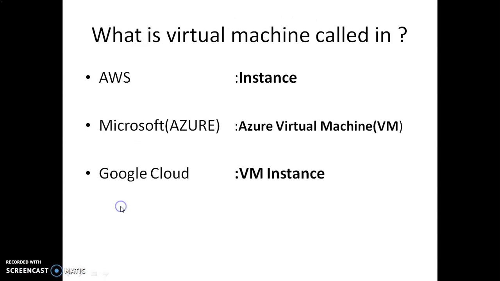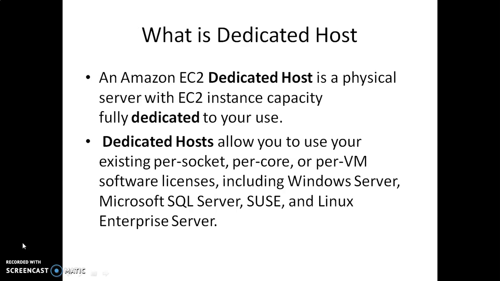All right. Before that, please try to understand what each service provider calls a virtual machine. Amazon calls it an instance. Microsoft Azure calls it Azure Virtual Machine, and Google Cloud calls it VM instance. So what is a dedicated host? A dedicated host is a physical server with EC2 instance capacity fully dedicated to your use.